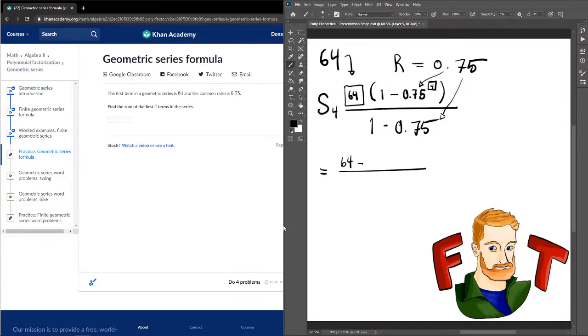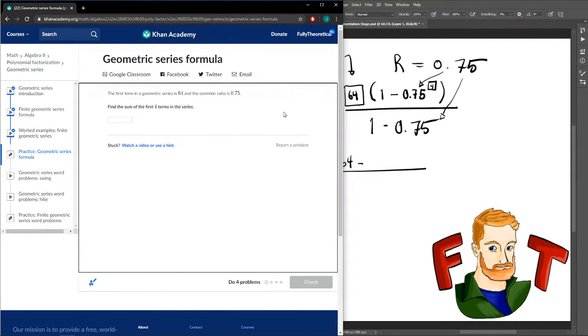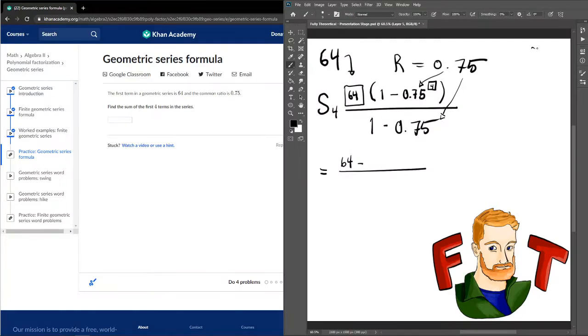64. Well, hold on. The thing I've got to think about is, does Khan Academy want me to actually do the math on this? Based on the worked examples, they really didn't seem to. Let's do this one bit at a time. Find the sum. So they want me to find the sum here. Maybe they actually do want me to do the math, so let's grab a calculator real quick.